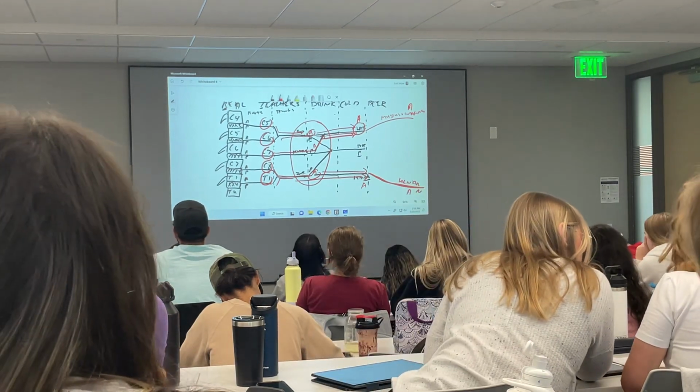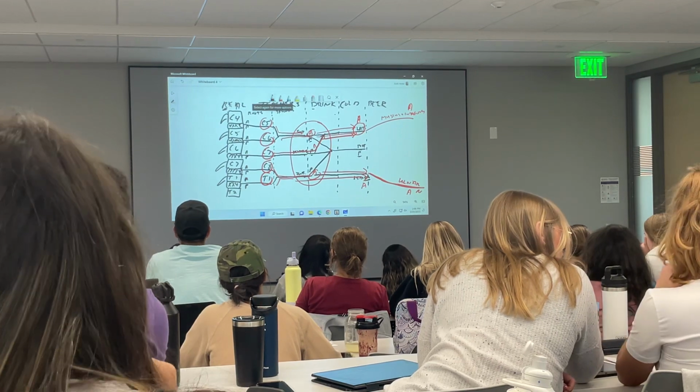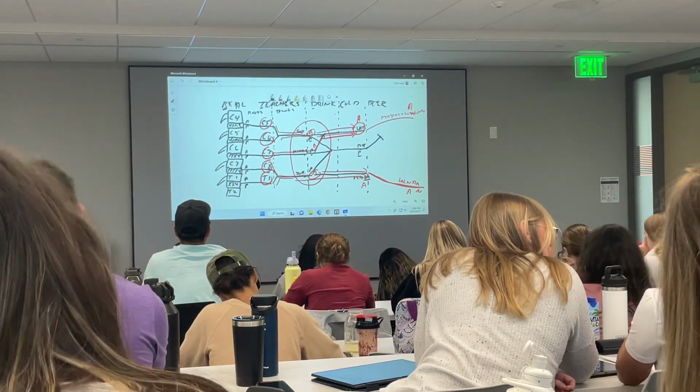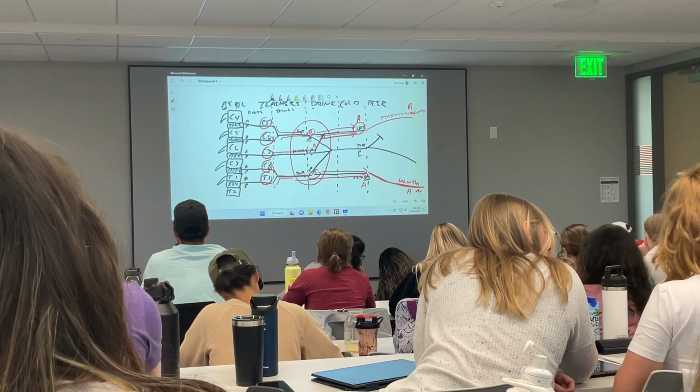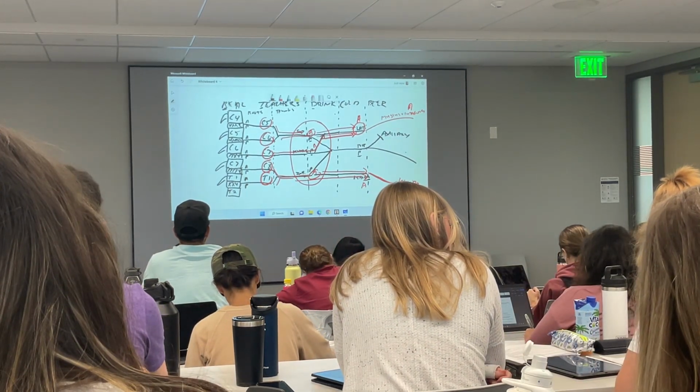Okay. Then we have this median nerve, right? The median nerve. Well, let's do the radial nerve. We'll do radial. So off the posterior cord, we have the axillary and the radial.